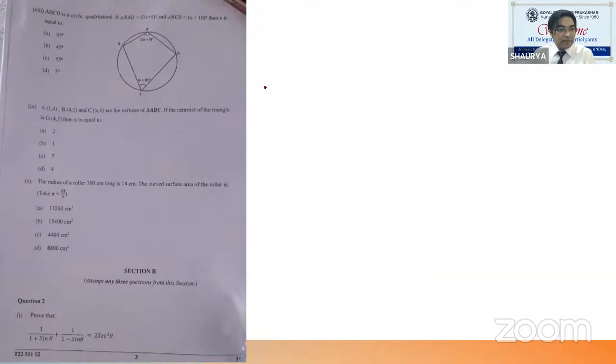What we have here, let's see. The radius of a roller 100 centimeter long is 14 centimeters.